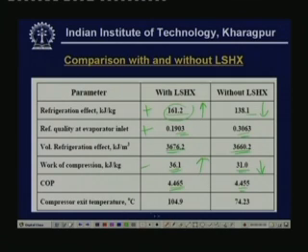However, one significant difference between the system with and without the liquid suction heat exchanger is in the discharge temperature. You can see that with the liquid suction heat exchanger, discharge temperature is about 105 degrees centigrade, whereas without it, it is about 74 degrees centigrade. That means almost more than 30 degrees increase. So, this is definitely a negative point as far as the liquid suction heat exchanger is concerned.